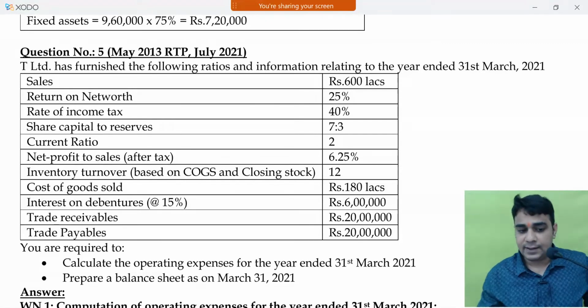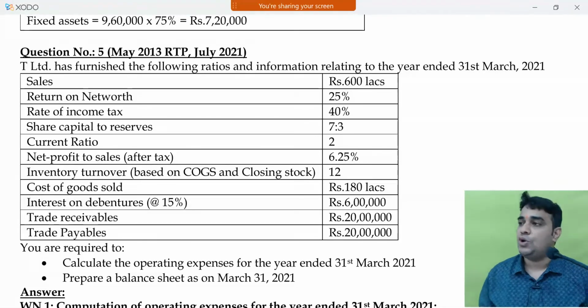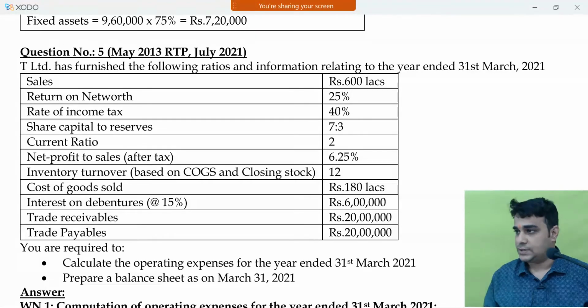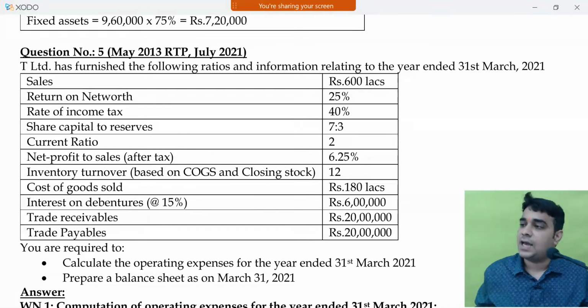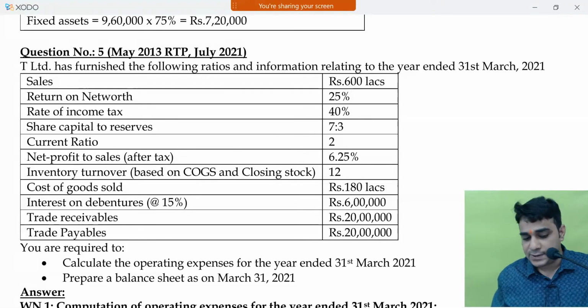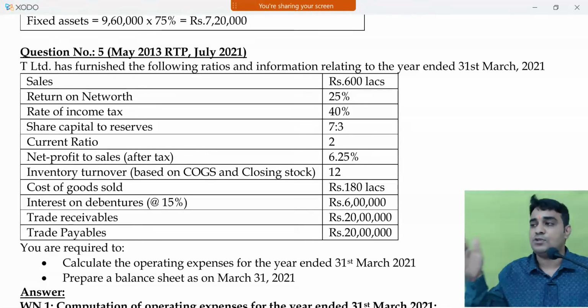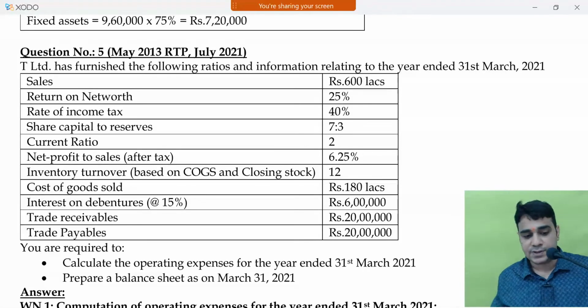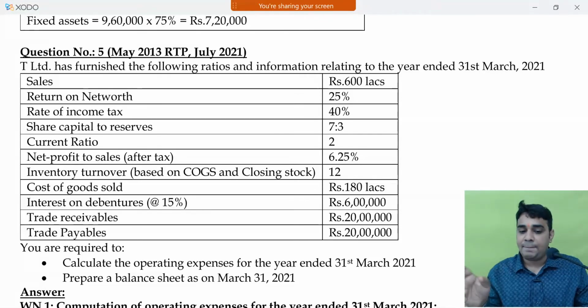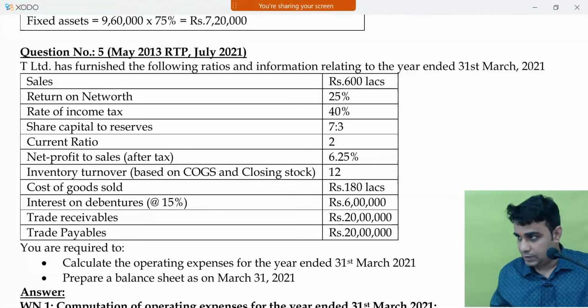Sales is there, return on net worth. Return on net worth is basically profit after tax as a ratio of your shareholders funds, or you can even say EAES. Net worth means shareholders funds, which means share capital and reserves and surplus. If there is a preference dividend in the company, then EAES is 25% of shareholders funds, else PAT is 25% of shareholders funds. Rate of income tax is given. Share capital to reserves ratio is 7:3.